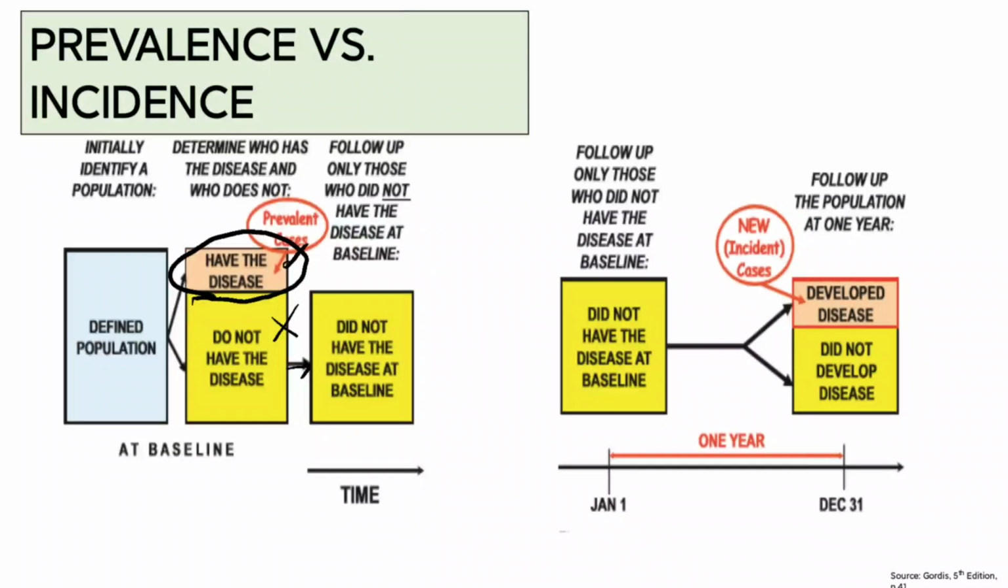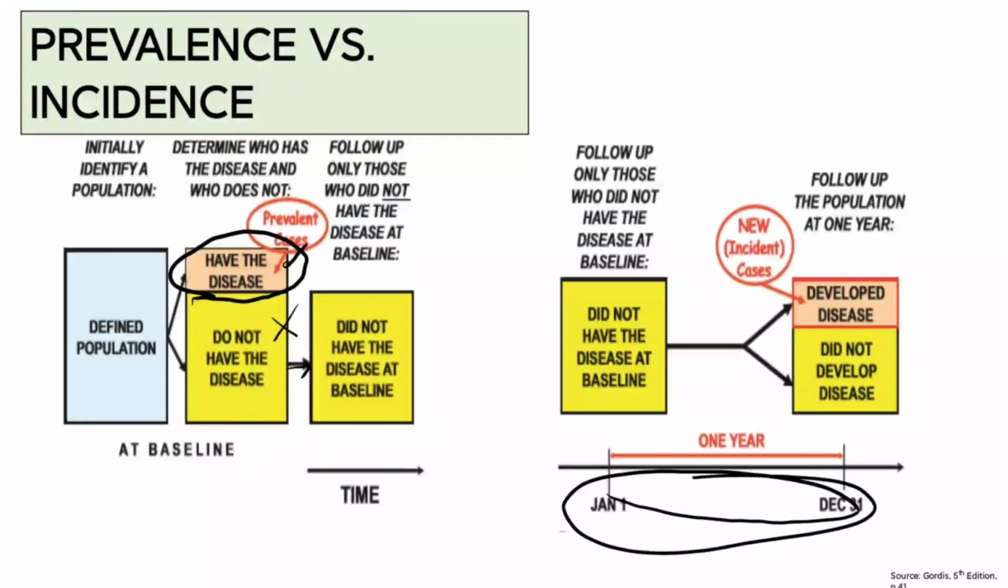In incidence naman, you do not have any baseline. No? Walang sakit dun sa baseline mo at all. Kaya gagawa ka ng tinatawag nating observation period. Okay? And then, after that particular observation period, you're going to count kung ilan yung nag-develop ng sakit. And those are what we call incident cases. Okay? Yung mga nag-develop ng sakit.